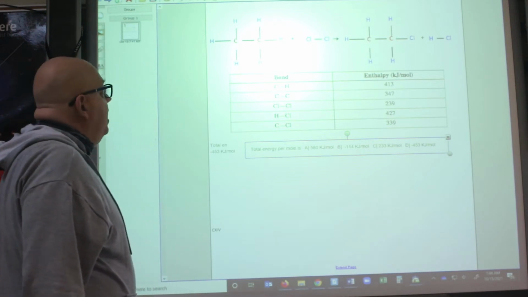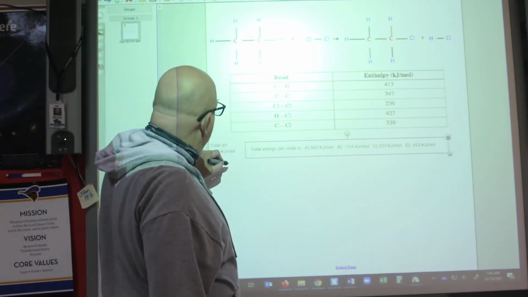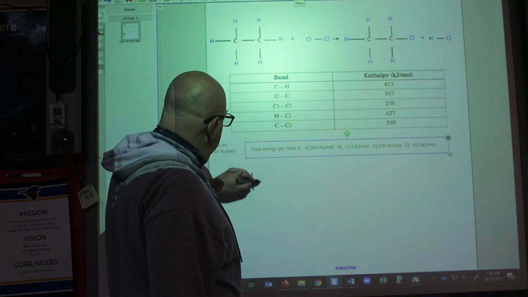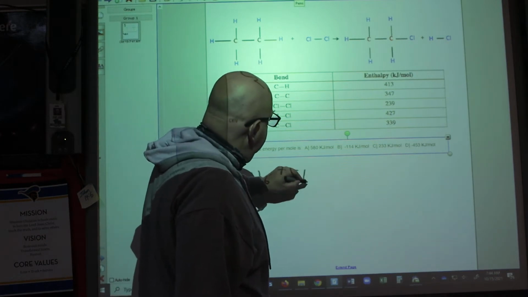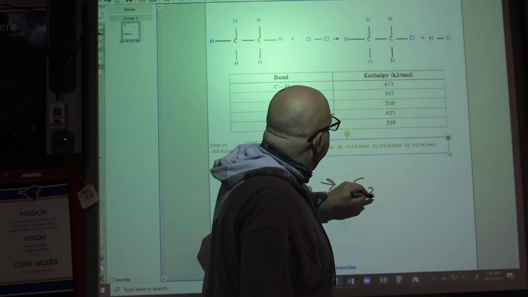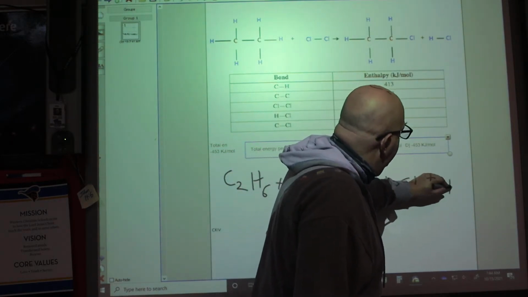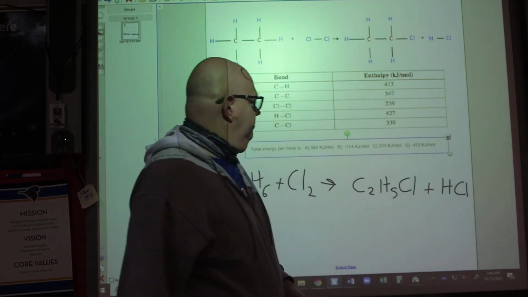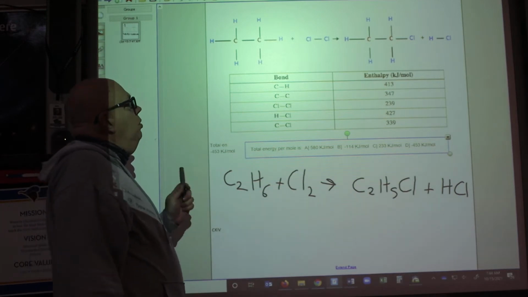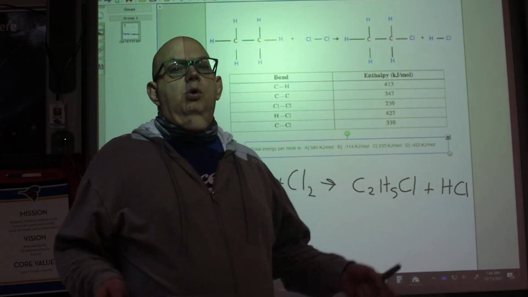So we have a reaction here. In this case, I'm just going to go ahead and write the formula: C2H6 plus Cl2 gets us C2H5Cl plus HCl. So that's the equation that we have. Now we're going to tear the thing apart and then we're going to rebuild it.